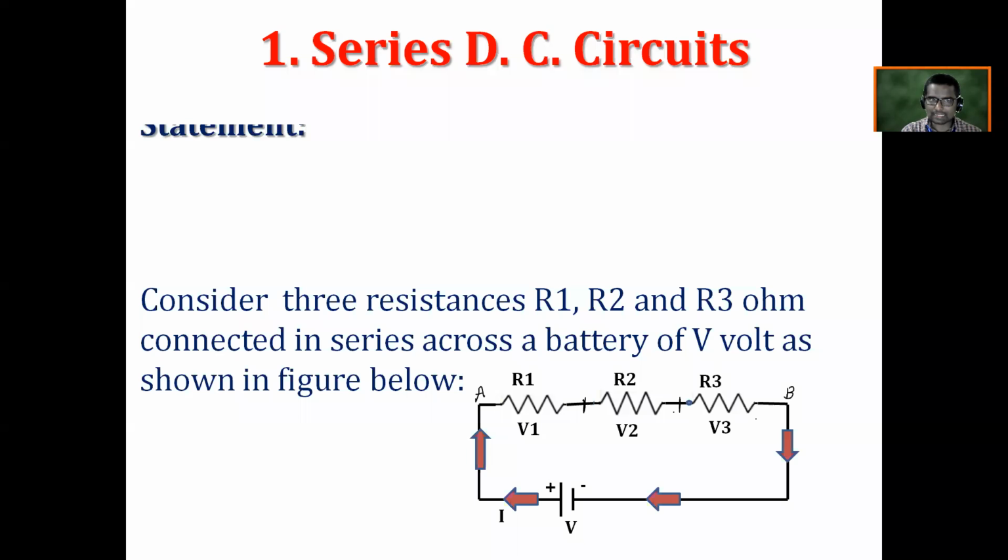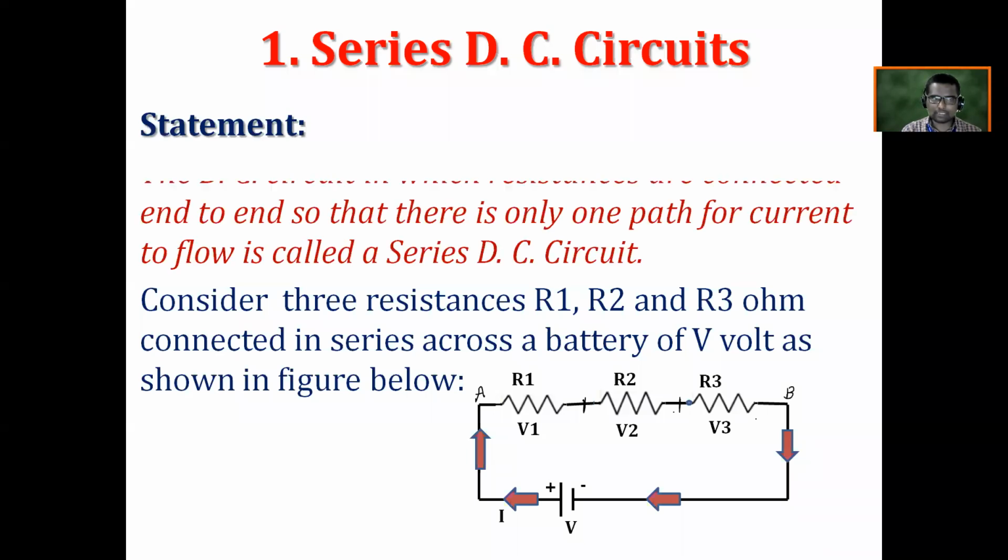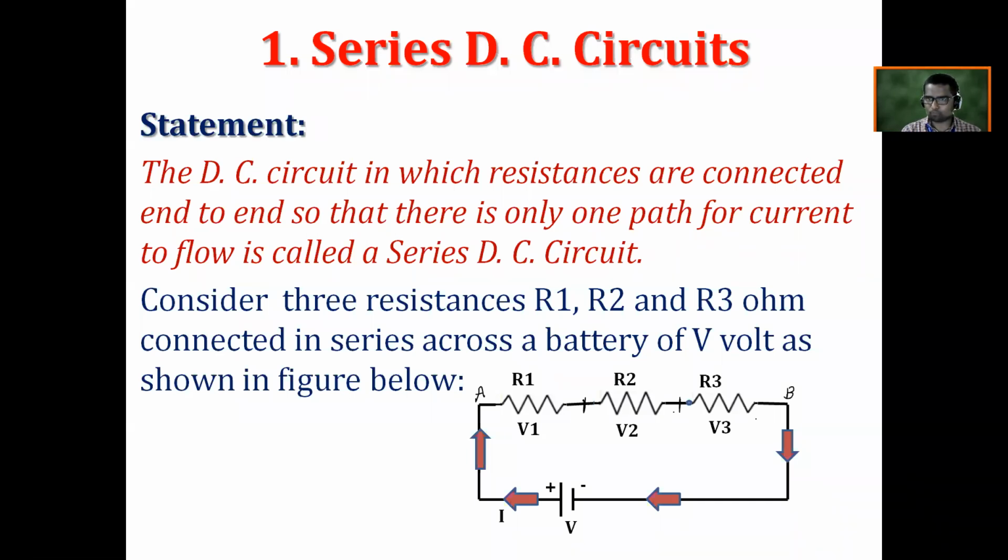Now see the definition. The definition is like this: the DC circuit in which resistances are connected end to end, so that there is only one path for current to flow, is called a series DC circuit.